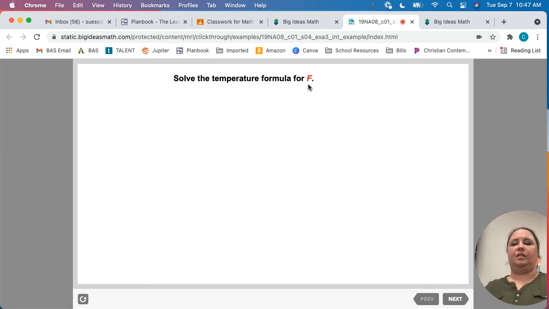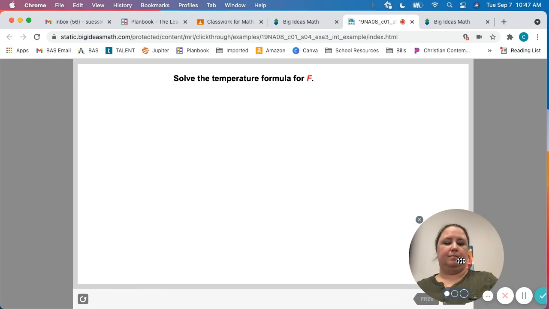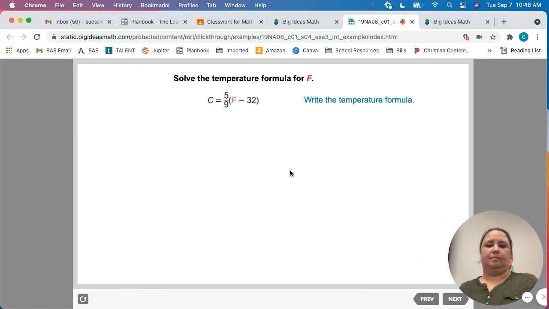So we're going to solve the temperature formula for Fahrenheit. So first write your formula. So now, are we actually going to solve for a number? No, because we don't know a number. We're just going to solve it so we have Fahrenheit by itself. When you have 5/9 like this outside the parenthesis, it means distribute, doesn't it? So that would be the long way to solve this.